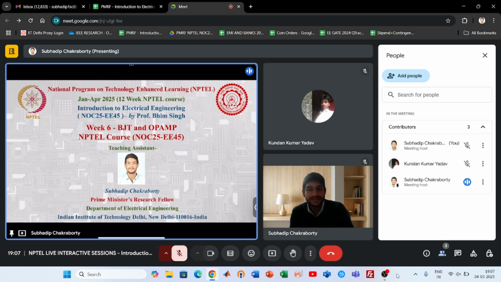The op-amp is also a device which we use as an amplifier and to provide isolation in some applications. So we'll see those applications one by one and learn about these two devices in today's session. But if you have any doubt from the previous session, you can ask me, or else we can start with the session.